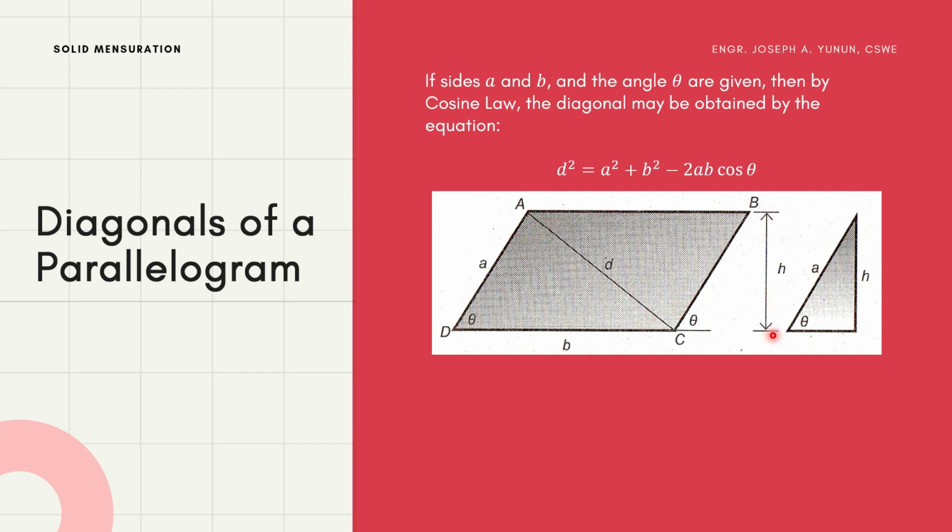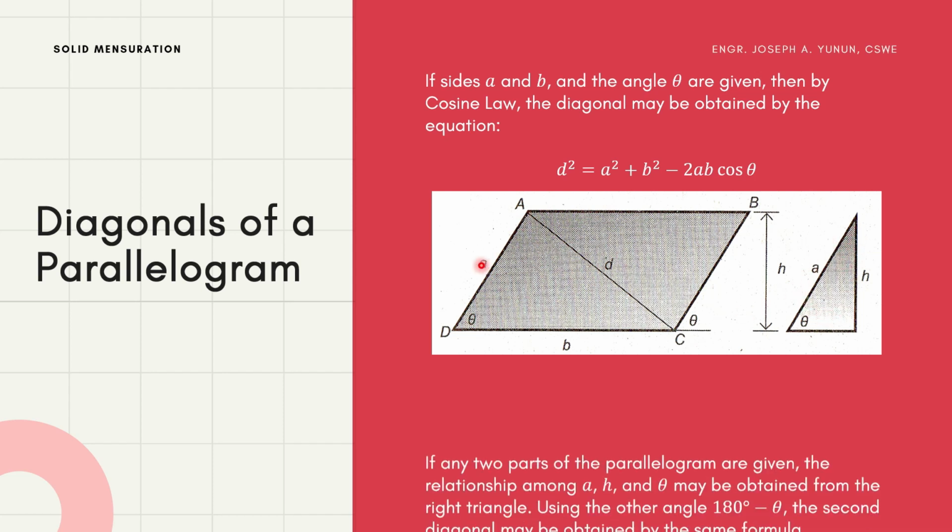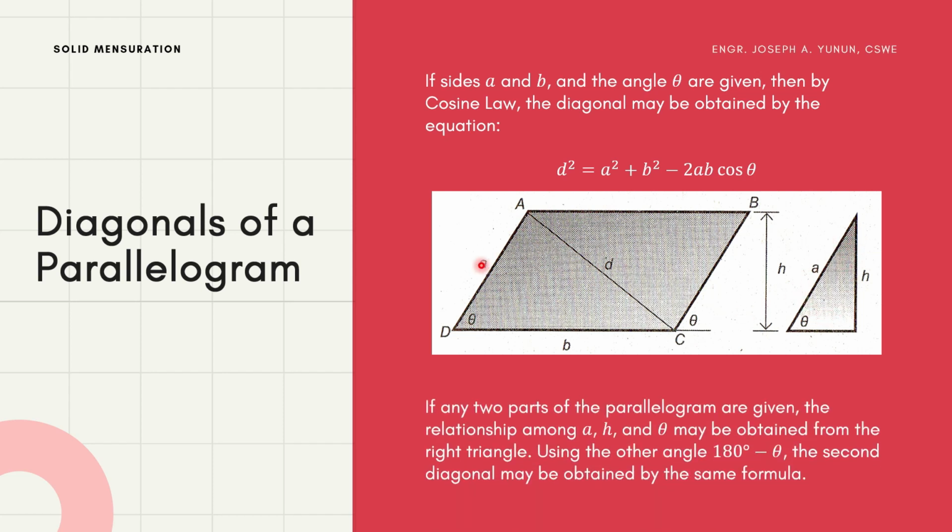Okay, so you have the altitude, and based on that, you can draw the altitude here, and you can create a right triangle here. If any two parts of a parallelogram are given, the relationship among A, which is a side, height, and theta may be obtained from the right triangle.